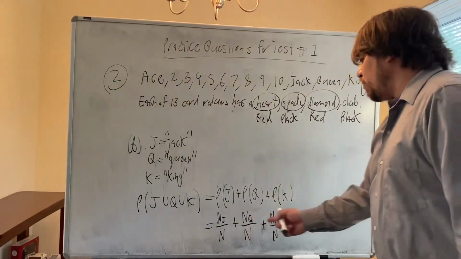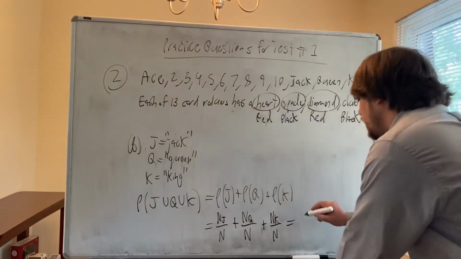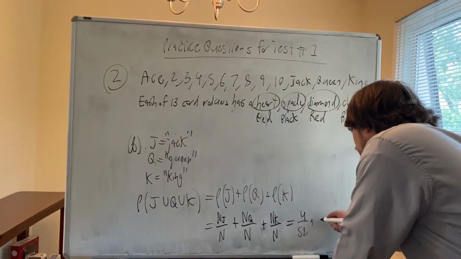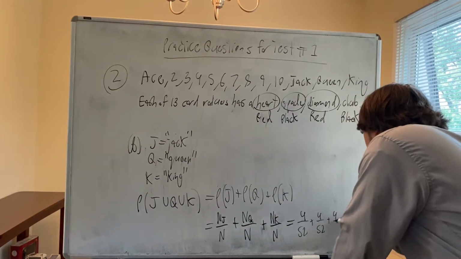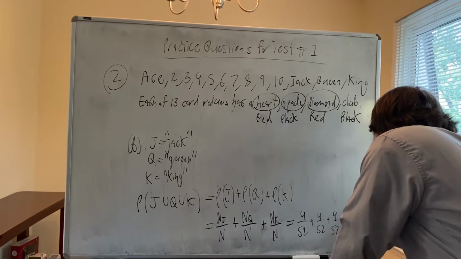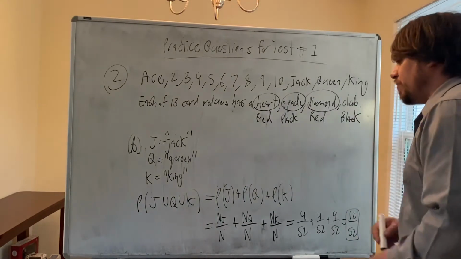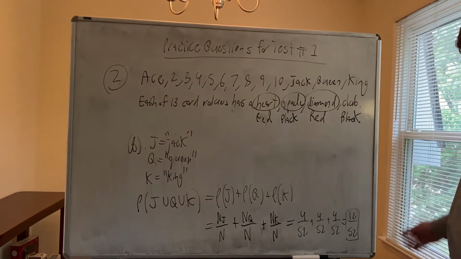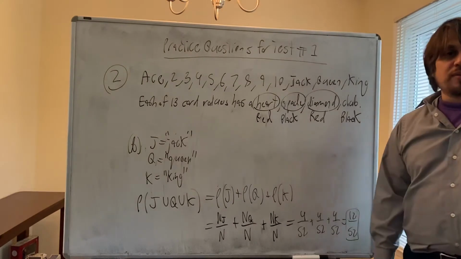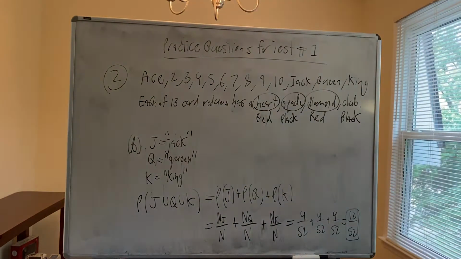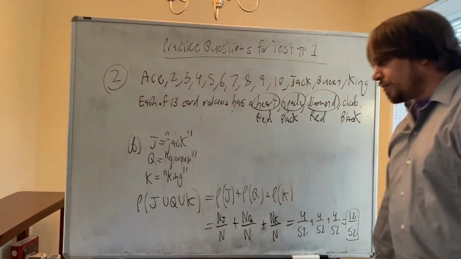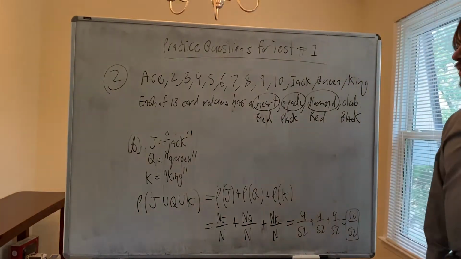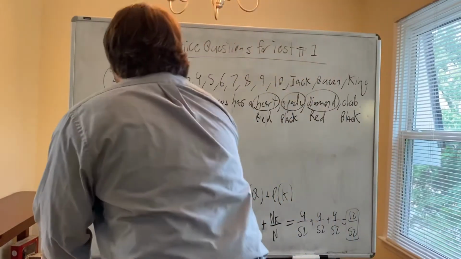And so there's 4 jacks, 4 queens, 4 kings, and there's 52 cards in the deck. So this is 4 over 52 plus 4 over 52 plus 4 over 52. That's 12 over 52, and you can simplify that. If you simplify it, you get 6 over 26, or 3 over 13. So in the simplest form as a fraction, you get 3 over 13. You could also write it as a decimal. So the probability of a jack, queen, or king is 12 over 52. Okay, that's part B. Now let's continue to part C.